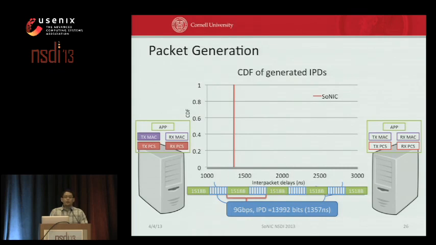And we validated what we generate with SoNIC with techniques very similar to BiFocals, using a high precision oscilloscope or specialized hardware. And as you can see from here, SoNIC generates packets with no variance. The interpacket delay between packets is always 13,992 bits. This is very uniform with no variance.